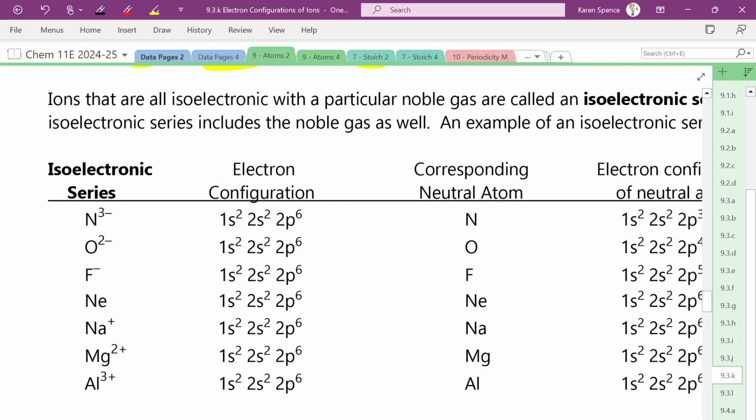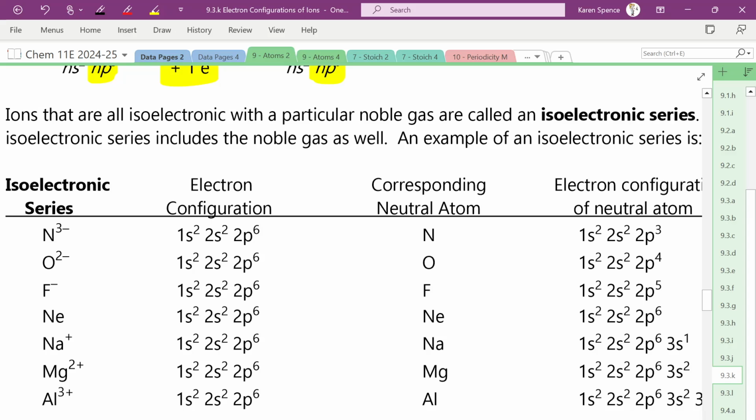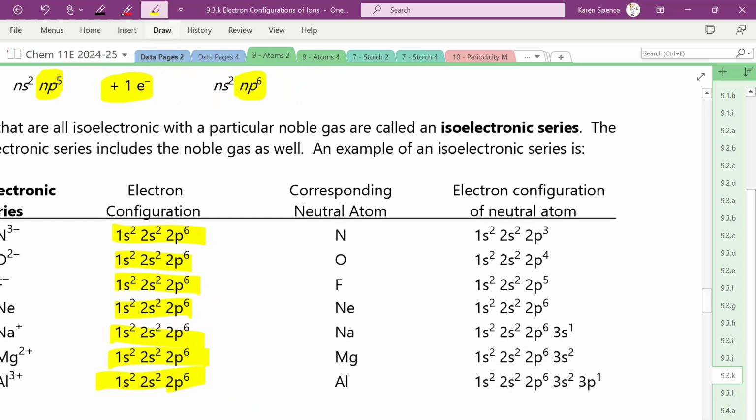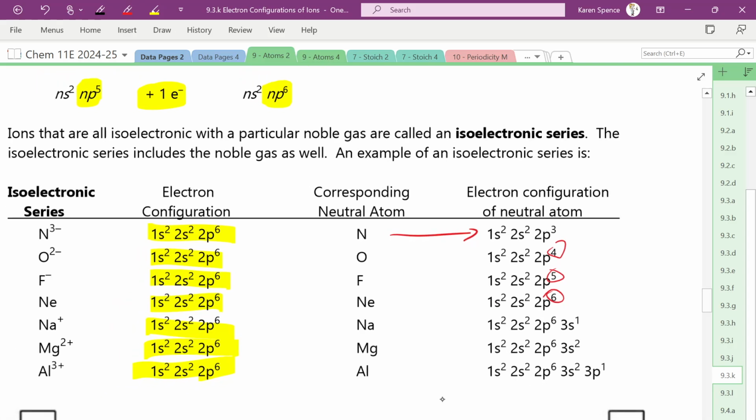So here we go. N3 minus, O2 minus, F minus, neon, Na plus, Mg2 plus, Al3 plus. Guess what their electron configurations all are? The same, because that's what they're trying to do. But if you look at the neutral atom, N is 2p3, O is 2p4, F is 2p5. Neon, of course, has it filled. So we're basically just filling that p subshell to get to the same as neon.